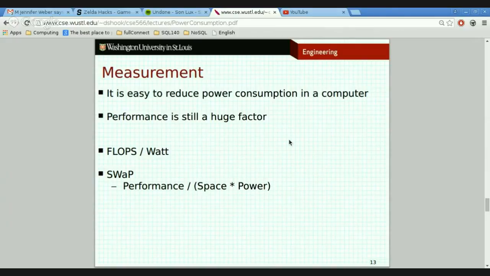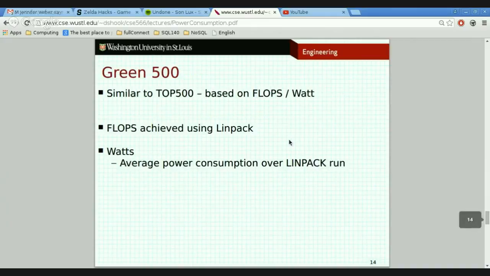But for our purposes, I want to talk to you about this flops per watt metric. There is a list that actually tracks flops per watt for various high-performing computers, and surprisingly, it's called the Green 500. So it's based off of the Top 500. The difference is, instead of just caring about flops, they care about flops per watt.